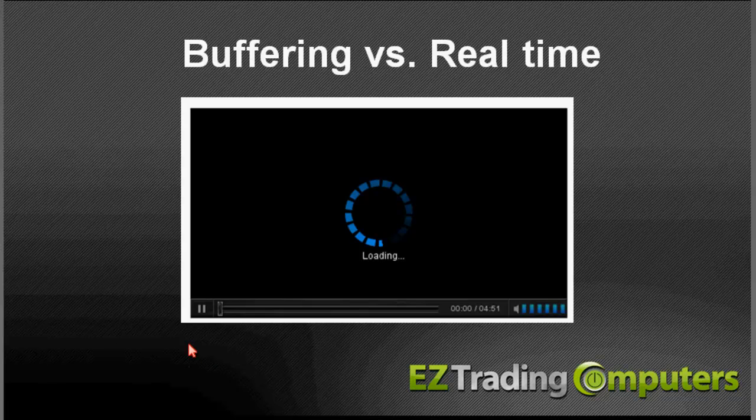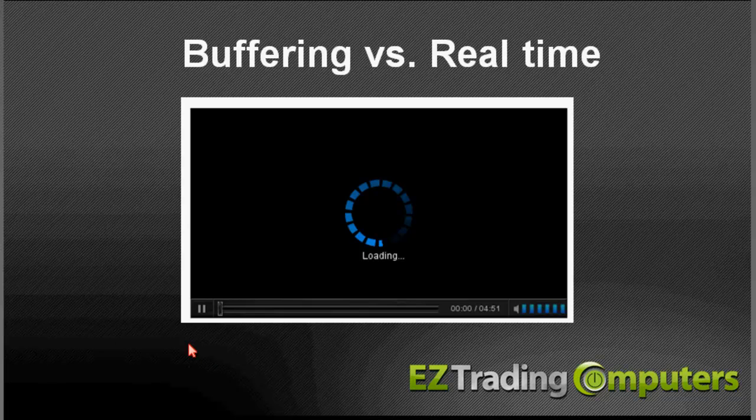Now, as traders, we don't have any time for buffering. We have to have that real-time stream of data come in, the price data come in, and your computer has to turn that into charts and all of your indicators, and it has to do it spot on in real time.